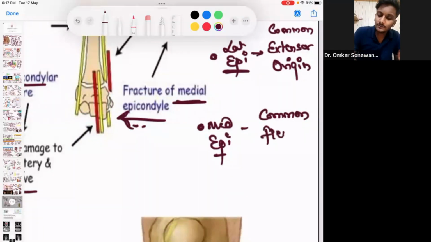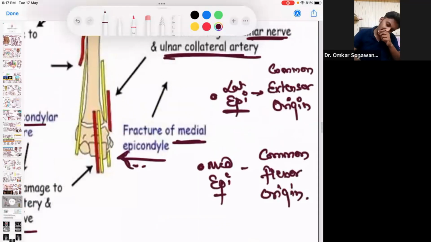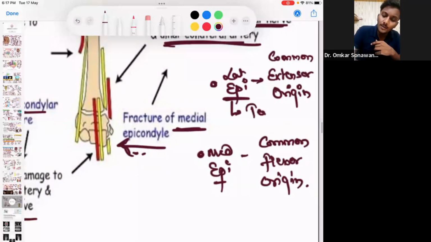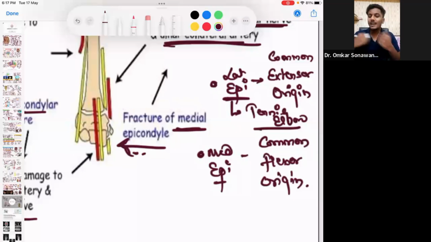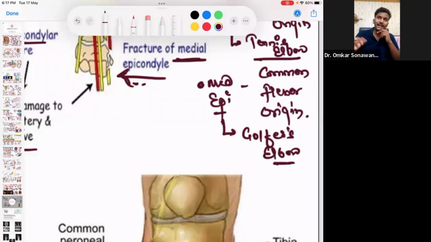So common flexor origin, common extensor origin, lateral epicondyle. Inflammation of the lateral epicondyle is known as lateral epicondylitis. Which elbow? Very good, tennis elbow. Whereas inflammation of the medial epicondyle is known as medial epicondylitis, and it is also known as which elbow? Very good, golfer's elbow.